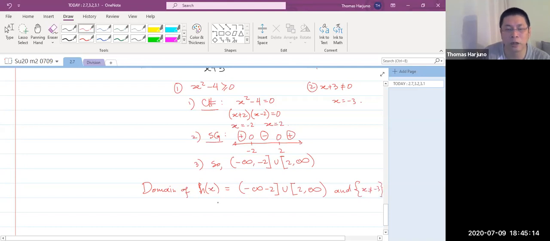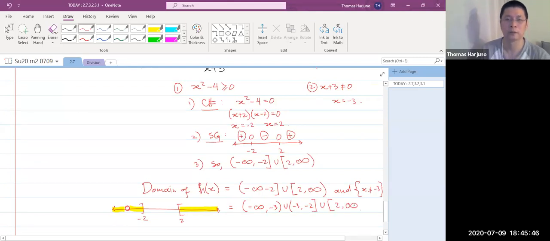Now, put things together, then you will see. Let me draw it first. To the left of negative 2, to the right of 2, but at the same time it cannot be negative 3. So the domain will be negative infinity up to negative 3, union negative 3 up to negative 2 inclusive, union from 2 to infinity. Now that's for this first part, not too hard.